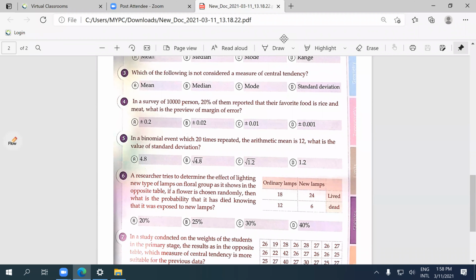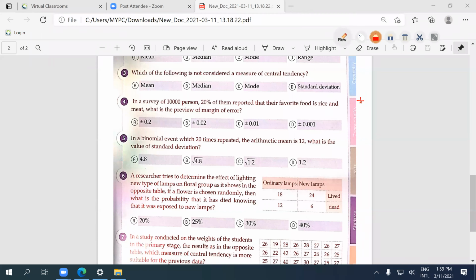Number 4, in a survey of 10,000 persons, 20% of them reported that their favorite food is rice and meat. What is the margin of error? Margin of error has a rule. Pay attention. So the margin of error rule, mister. What is the margin of error rule? I need to know the margin of error rule.